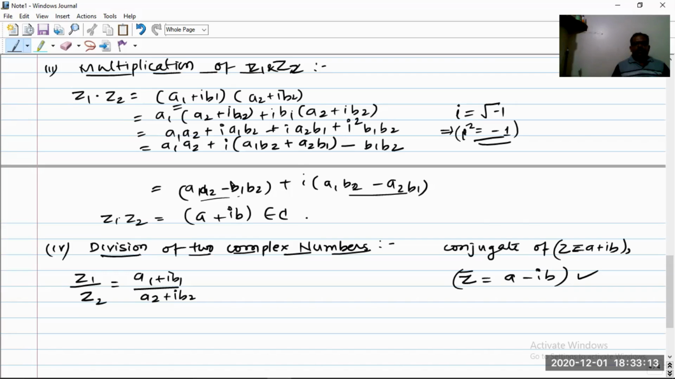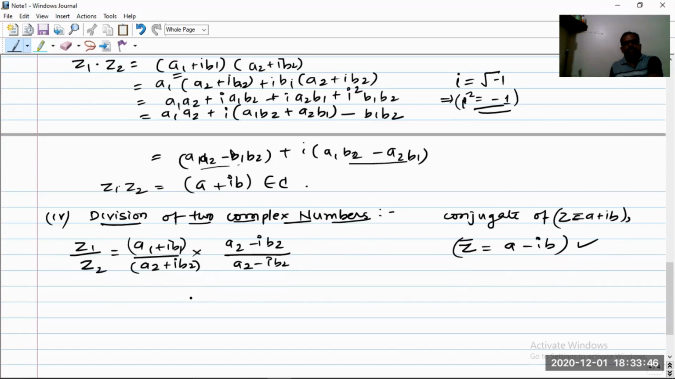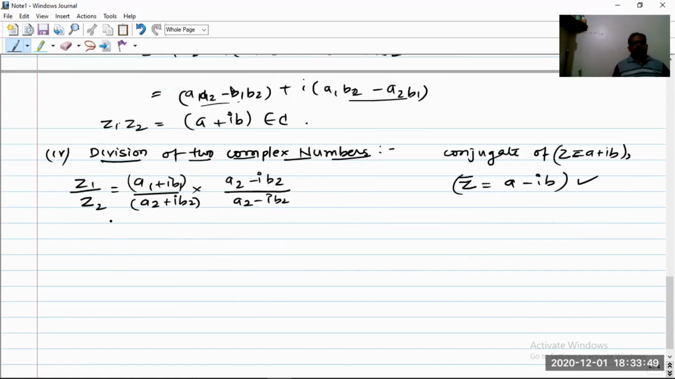With the help of this conjugate, we are able to simplify this quotient of two complex numbers. In this case, students, we need to multiply and divide by the conjugate of the denominator complex number, that is z2. What is the conjugate of a2 plus ib2? Obviously it will be a2 minus ib2, divided by the same one, that is a2 minus ib2. So multiplying and dividing by the conjugate of the denominator will help us to simplify this division of two complex numbers.